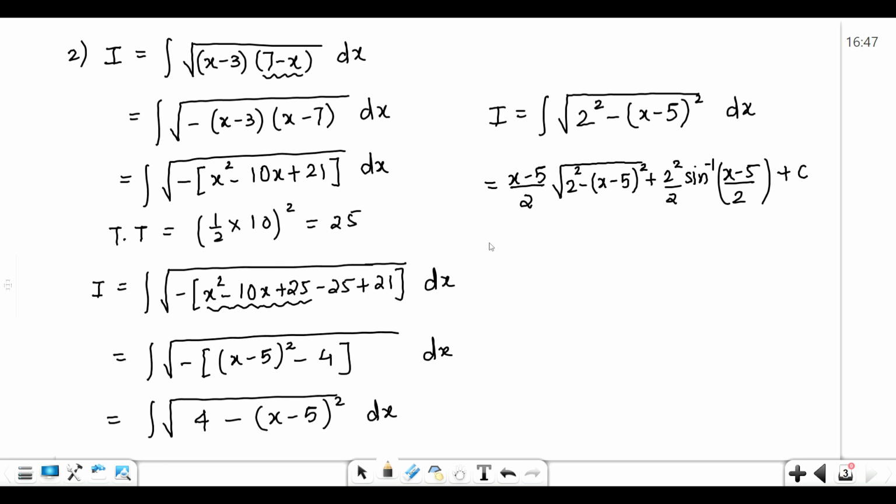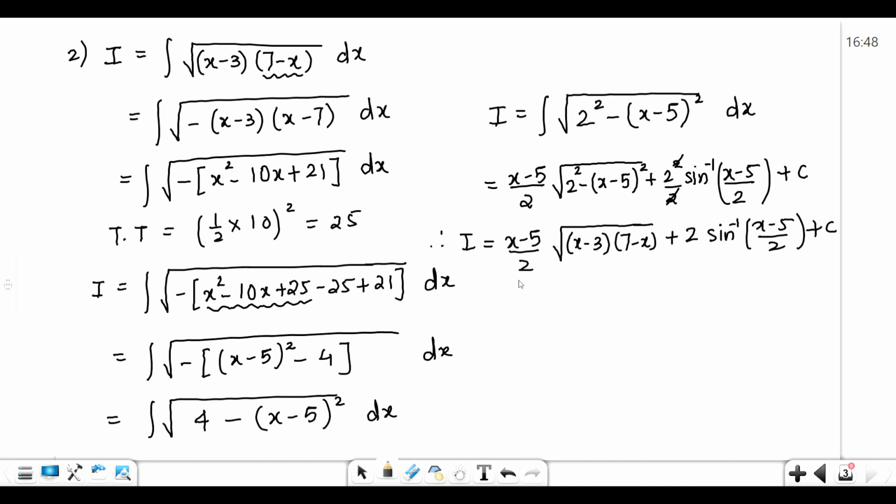Plus c. So overall we get (x minus 5) upon 2, and when you solve this you will get the same thing that we got when we expanded this. Either you can write your own question again, that is (x minus 3) and (7 minus x), or you can solve it and see it for yourself. The 2 will get cancelled, so we'll be left with 1 by 2 here, and sine inverse of (x minus 5) upon 2 plus c. So this is the value of the integral that we have received. I've taken two problems based on the same formula.